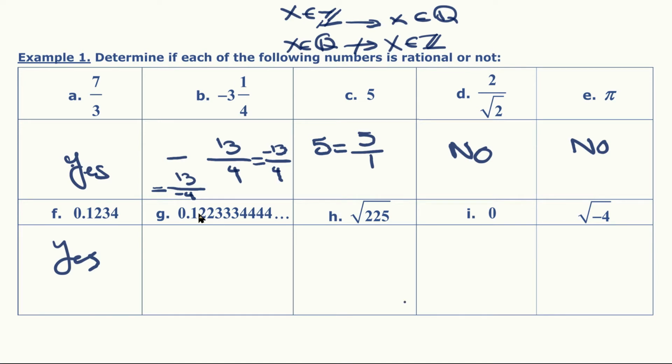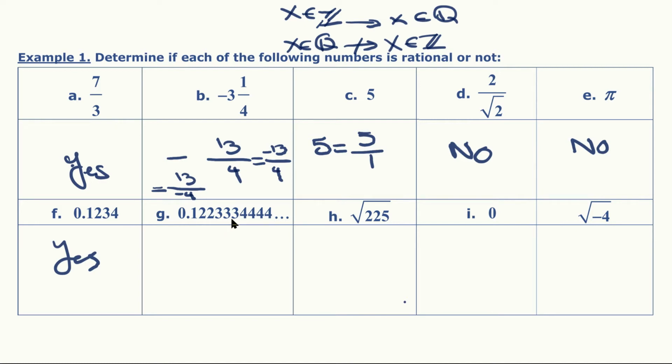All right, how about this next one? 0.122333444. We see some kind of a pattern, right? You start with a 1, and then 2 2s, and then 3 3s, and then 4 4s. I can tell you what the next one will be. It'll be 5 5s, right? Probably, but you have to be extremely careful.